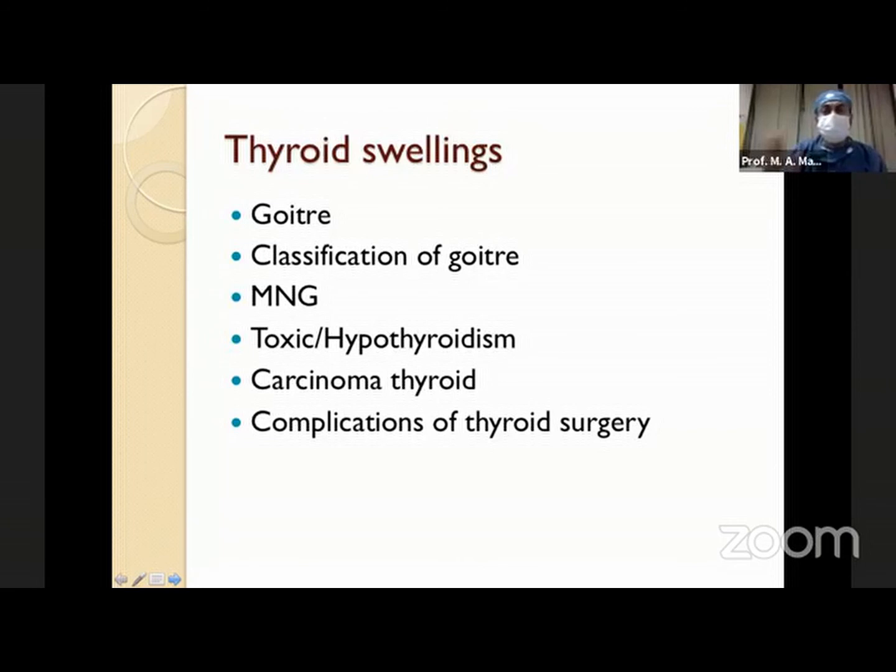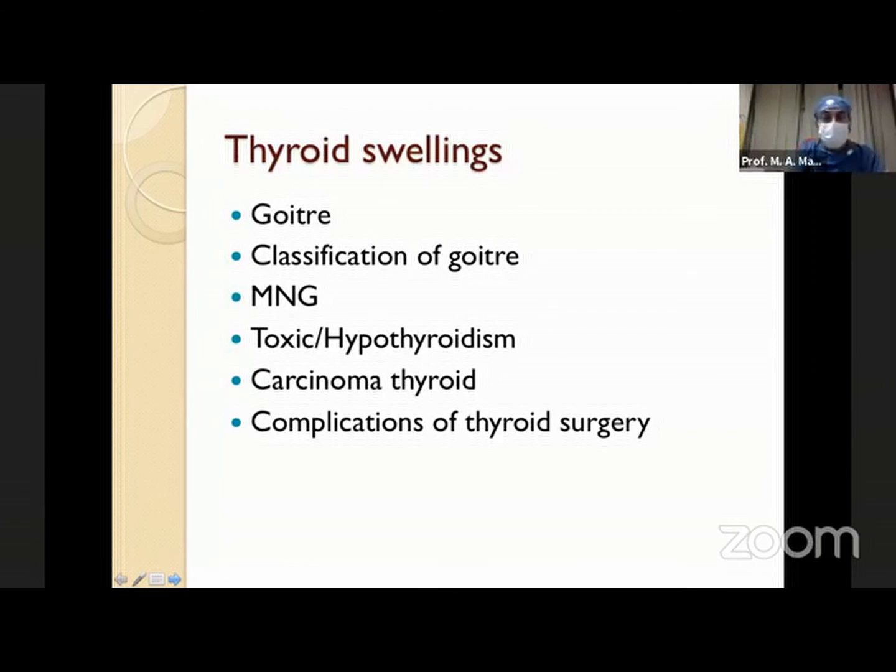Even suppose the patient has got a 2.5 centimeter nodule in the right or left lobe, but lymph node metastasis as well. So this is high risk group. So this group of patients needs total thyroidectomy followed by radioiodine ablation and thyroid supplement. So this is all about thyroid.